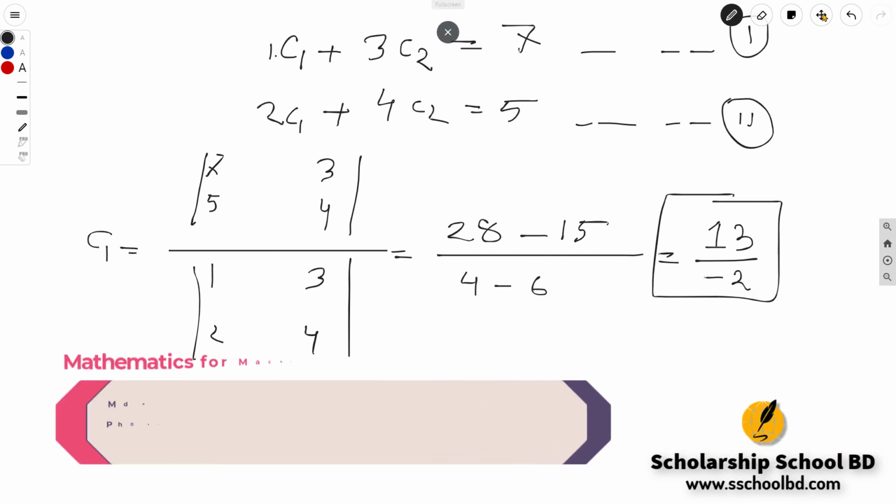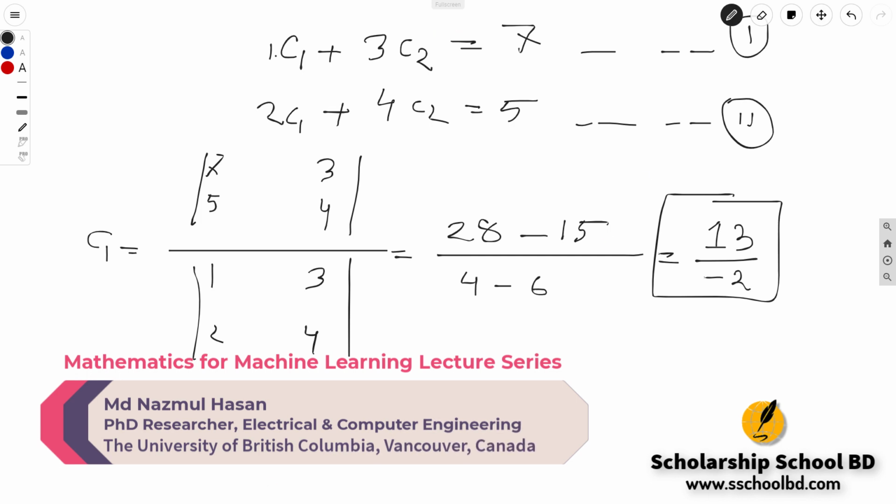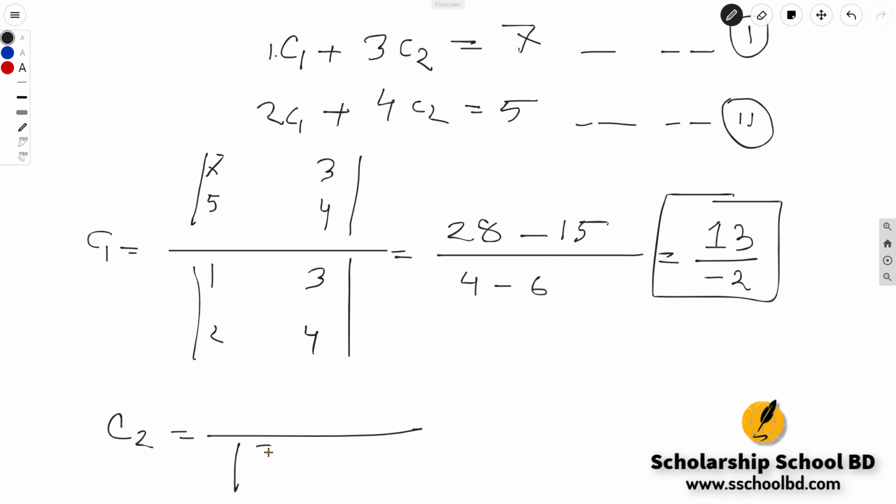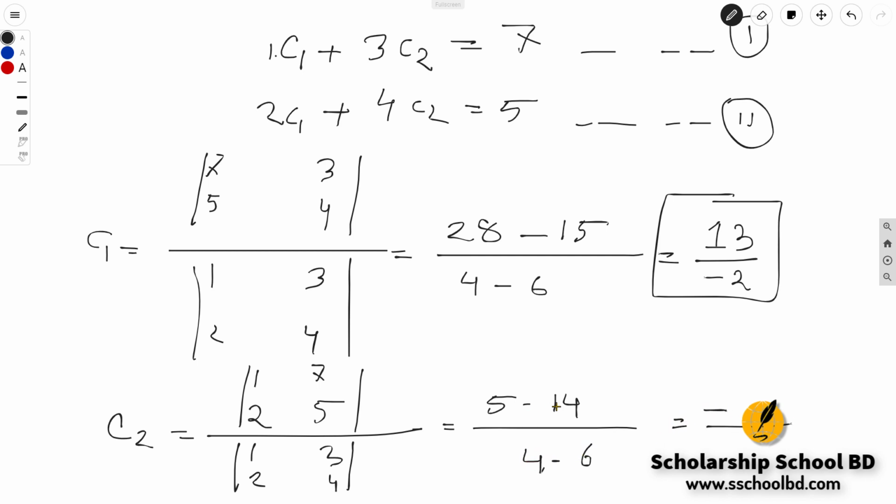In the same way, if we apply Cramer's rule for the C2, this denominator matrix will be same for the C2. So it's basically 1, 2, 3, and 4. In the numerator, this time this C2 column would be replaced by 7 and 5. So the first column will be 1 and 2, and the second column, this C2 column, will be replaced by 7 and 5. And if we further simplify it, 5 minus 14, and this is going to be 4 minus 6. So this comes up to be minus 9 minus 2. That is 9 by 2. So we got the value of C2.